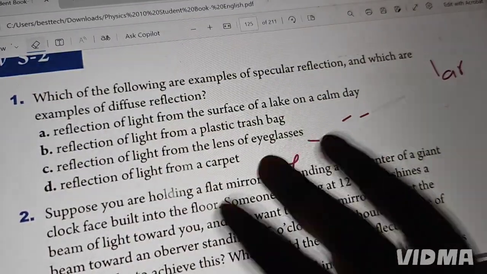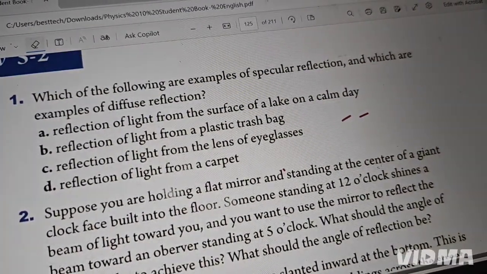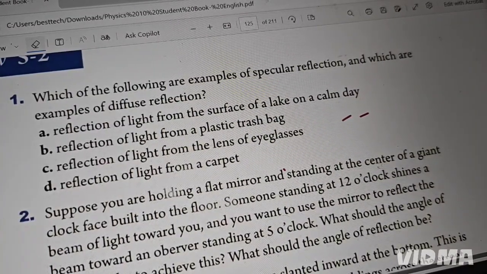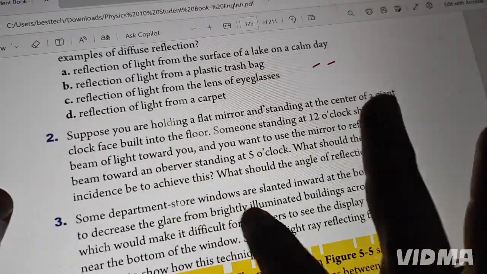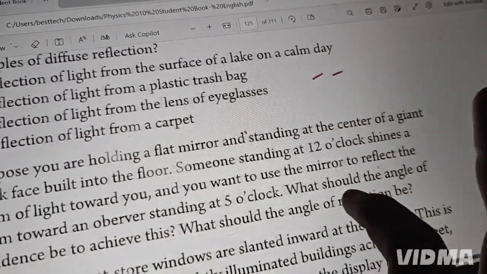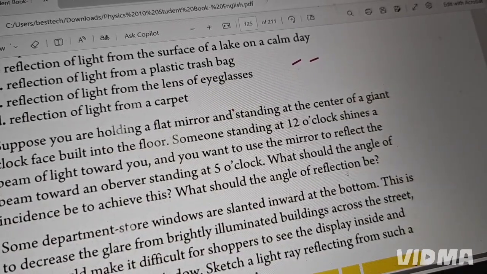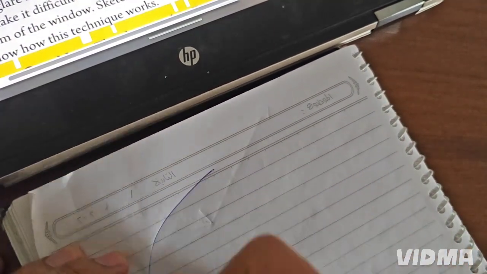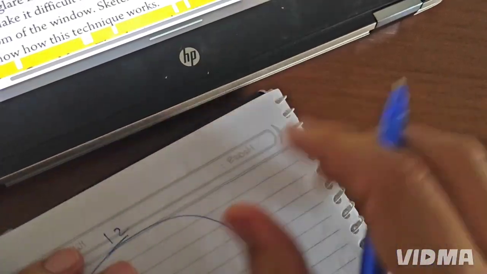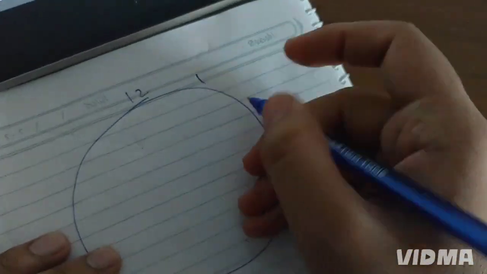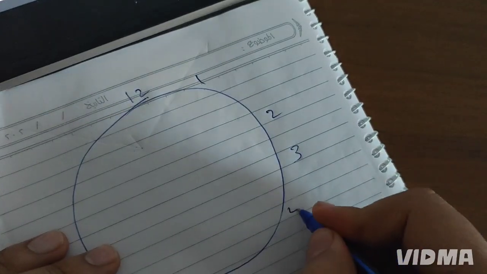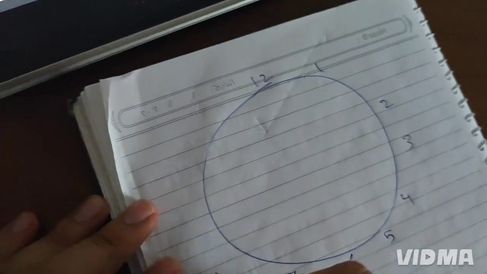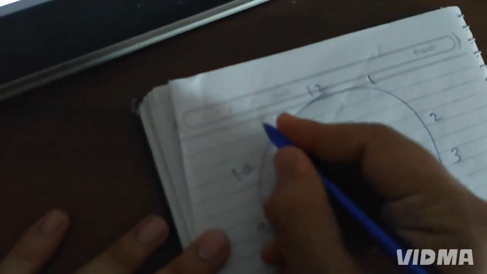Done. Question 1. Question 2. Suppose you are holding a flat mirror and standing in the center of the clock. And here we actually have to make a picture. For example, you have this clock. This is 12. We have to know the times on the clock: 12, 1, 2, 3, 4, 5, 6, 7, 8, 9, 10, 11.